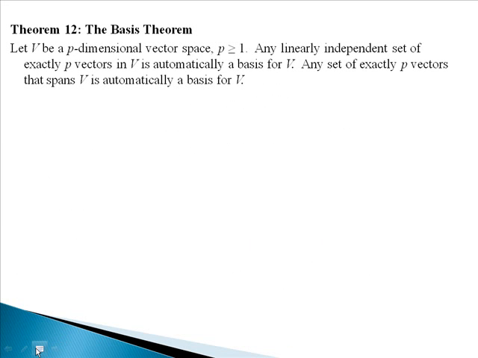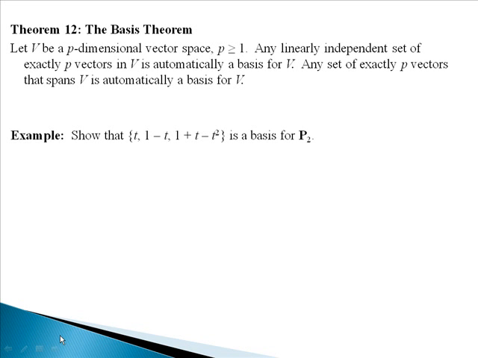Now let's look at Theorem 12, the basis theorem. We're going to let V be a p-dimensional vector space where p is greater than or equal to 1. Any linearly independent set of exactly p vectors in V is automatically a basis for V. Any set of exactly p vectors that spans V is automatically a basis for V.